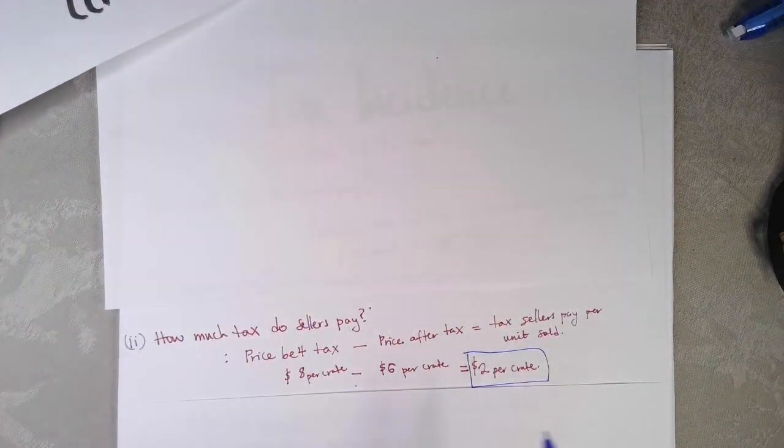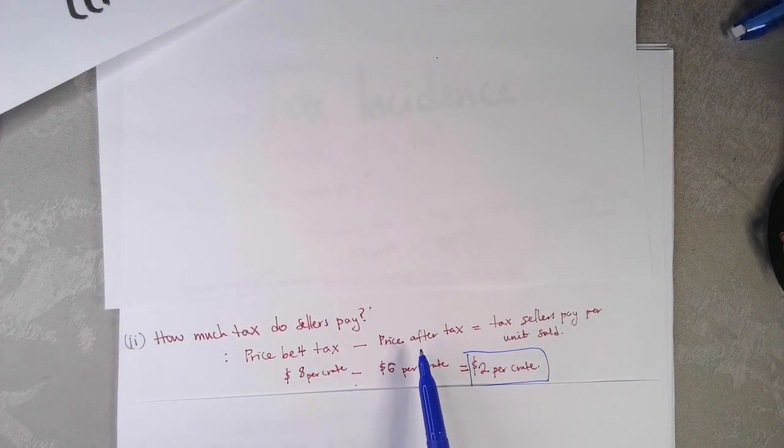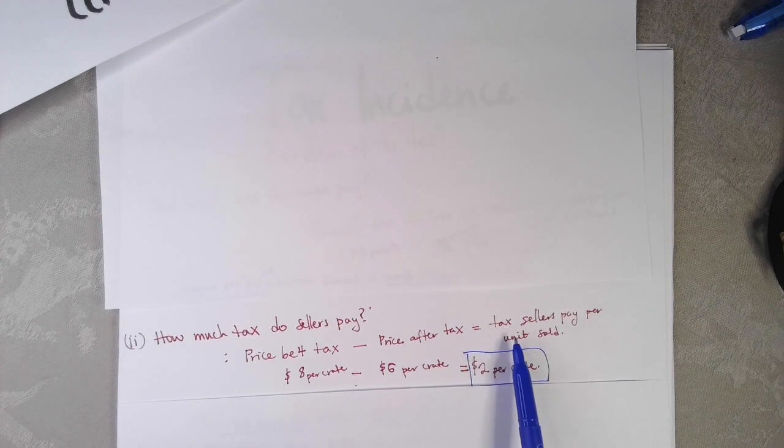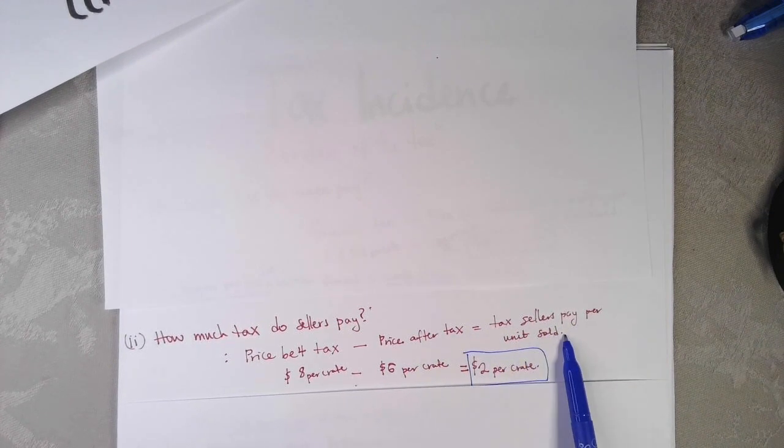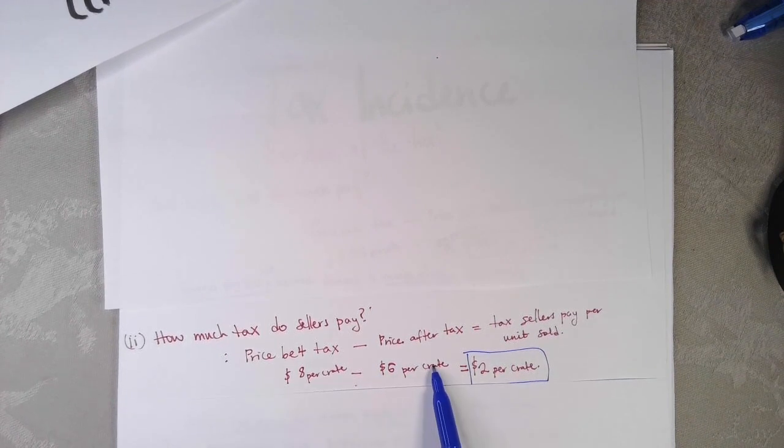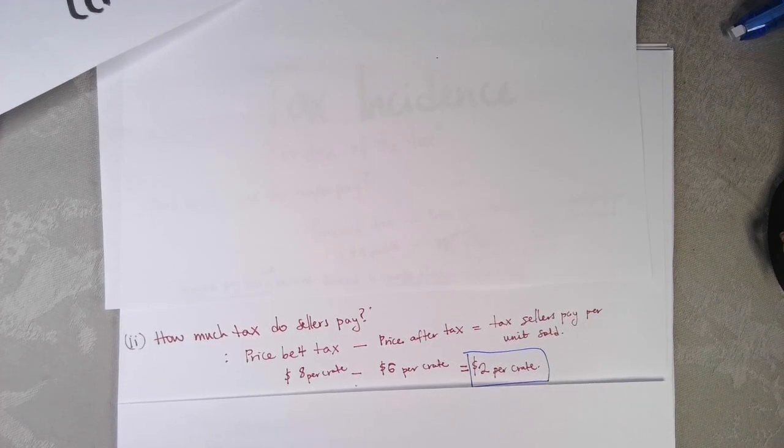All right. So we take the price that sellers receive before the tax. We subtract from that the price sellers receive after the tax. That is equal to the tax that sellers pay per unit sold. So that's the $8 per crate minus the $6 per crate. That's $2 per crate. It seems that sellers are paying more taxes than buyers here.